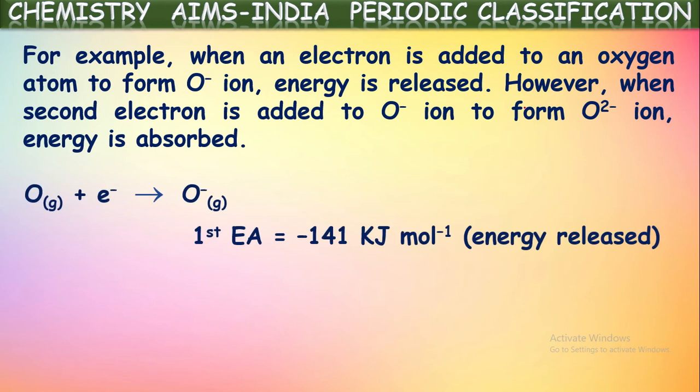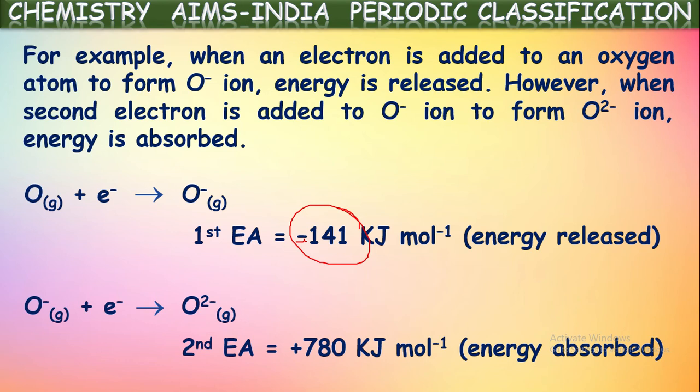For example, if you see the equation shown, oxygen while gaining the first electron will release a certain amount of energy. Equationally, it is shown with a negative symbol that represents a release of energy, which means it is an exothermic process. Whereas the addition of a second electron to oxygen absorbs an amount of energy, so it is shown with a positive symbol. That is an endothermic process.